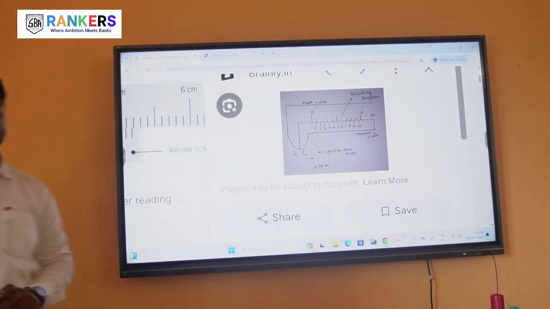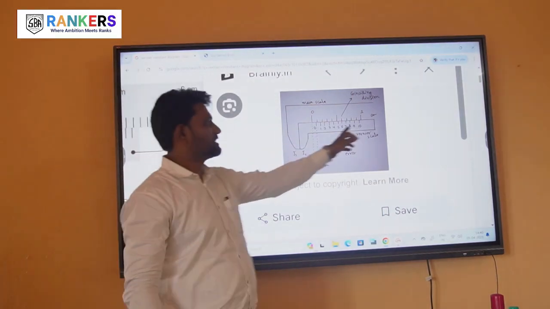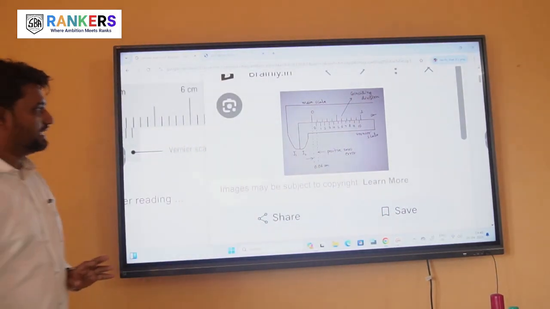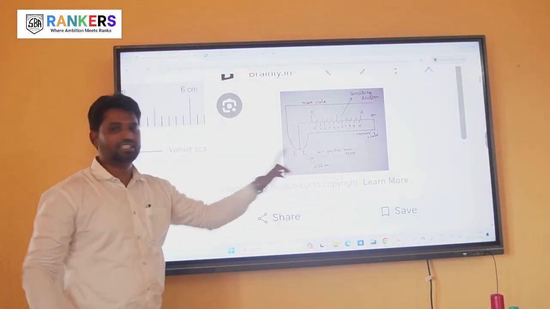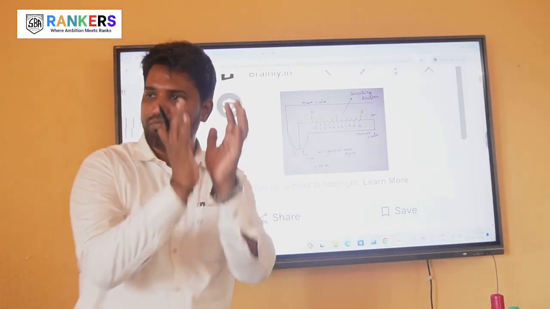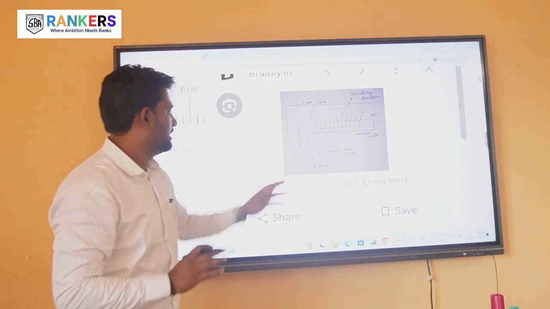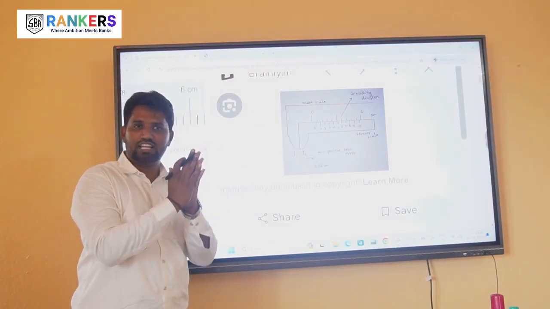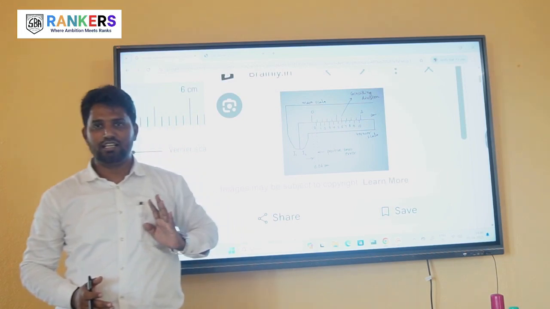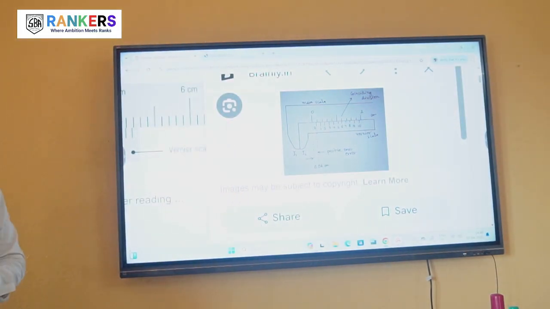Now listen, see this picture. This is the Vernier scale and the upper one is the main scale. Okay? See, when there is no object, J1 and J2 are touched. Because in between J1 and J2 we can keep any object whose thickness or diameter we want to measure. But here no object, so J1 and J2 touch. Now tell me, 10 Vernier scale divisions match with which division of the main scale? How many divisions of main scale?